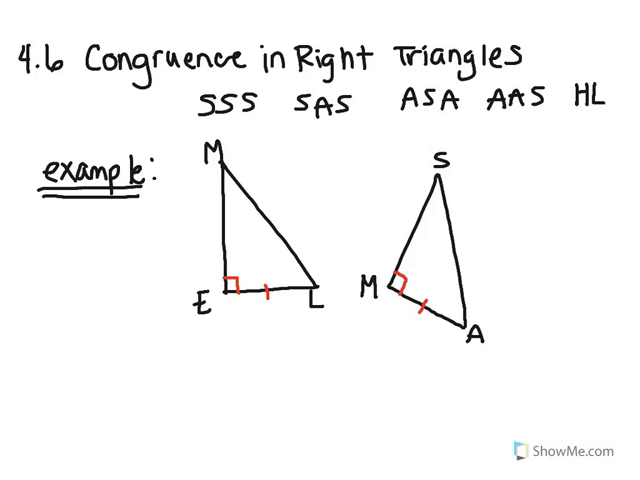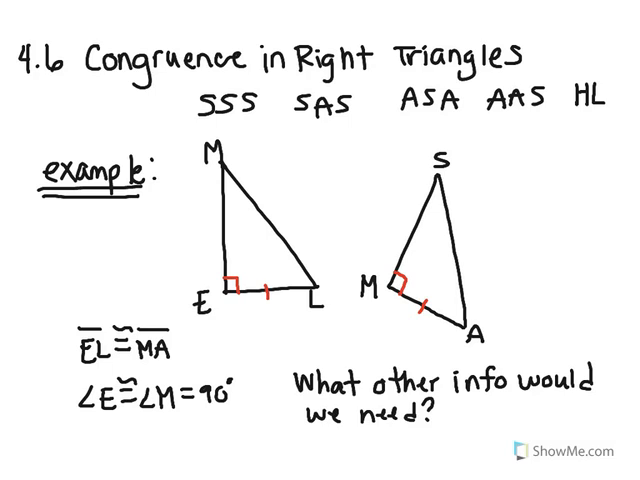So in this example, let's say that these are our right triangles, which they are, and if you see the leg EL is congruent to its corresponding part in the other triangle, which is MA. And I also know that angle E is congruent to its corresponding part, which is angle M, and those are equal to 90 degrees because that's what a right angle means. So let's say I wanted to prove that these two triangles are congruent.